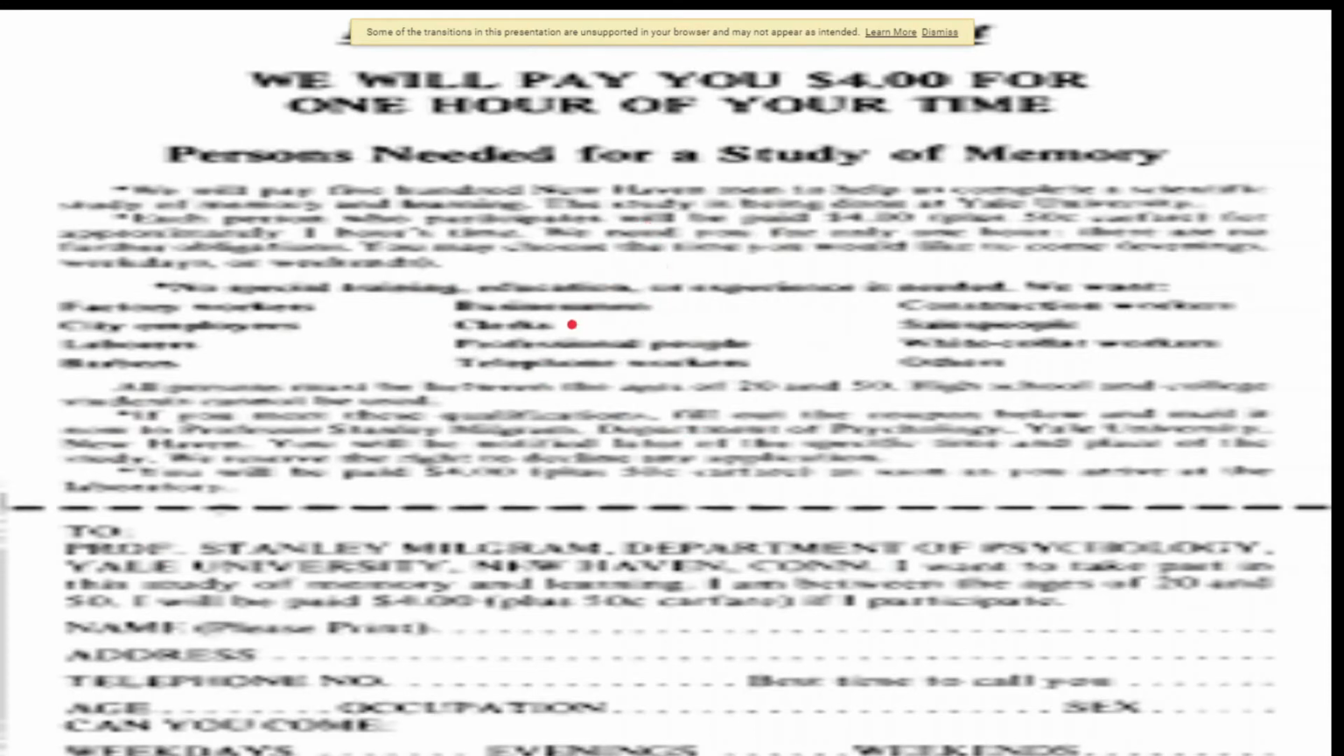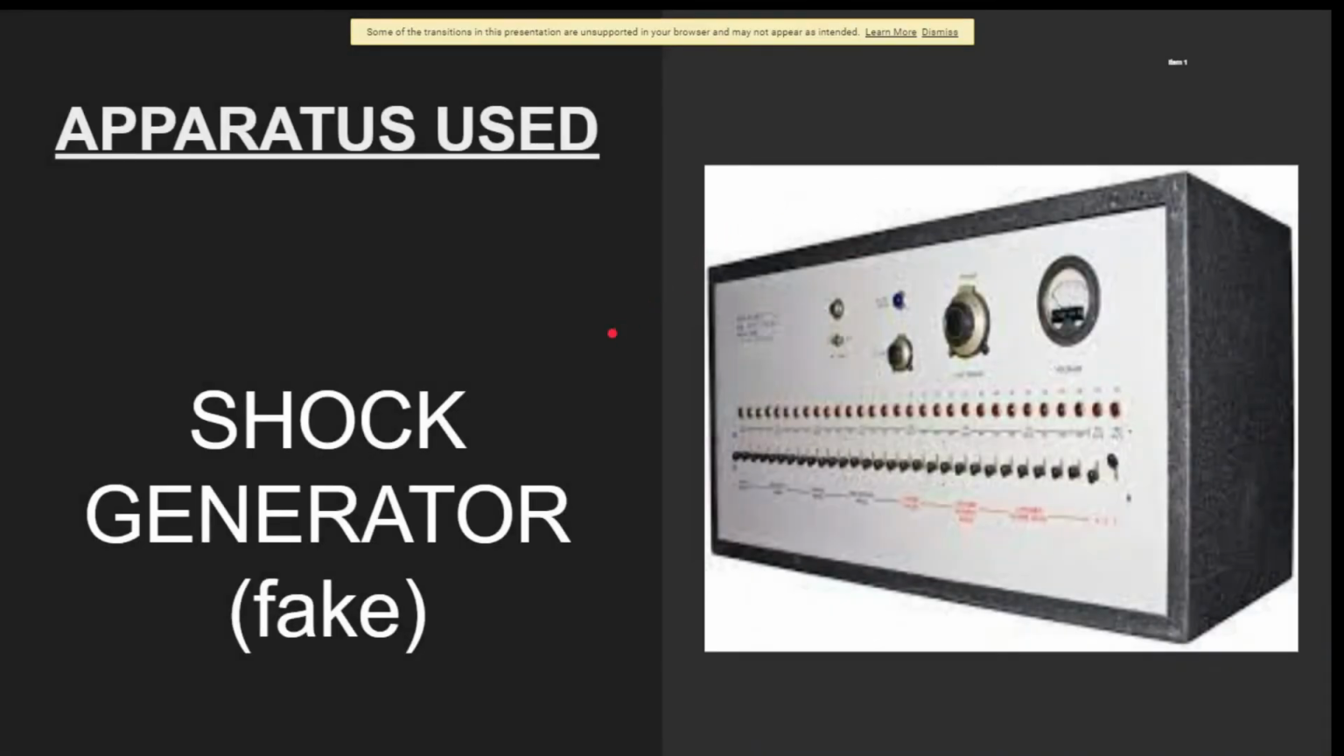This was the advertisement that was put out. Again, it says that the people were needed for a study of memory. Coming to the apparatus that we used, this is very important. The most important apparatus was the shock generator, which was made to look very realistic. It is a fake shock generator, however. It was made to look realistic so the participant would believe that the experiment is legitimate.